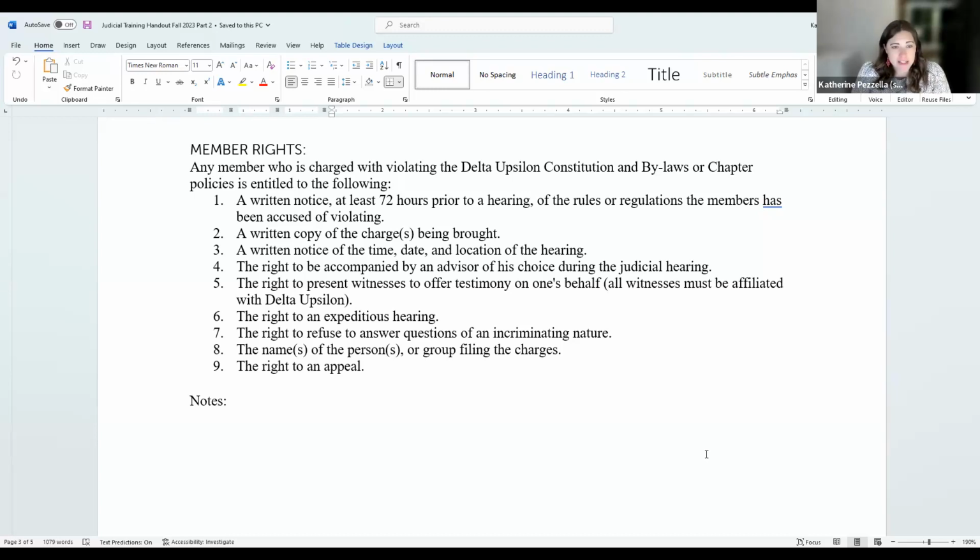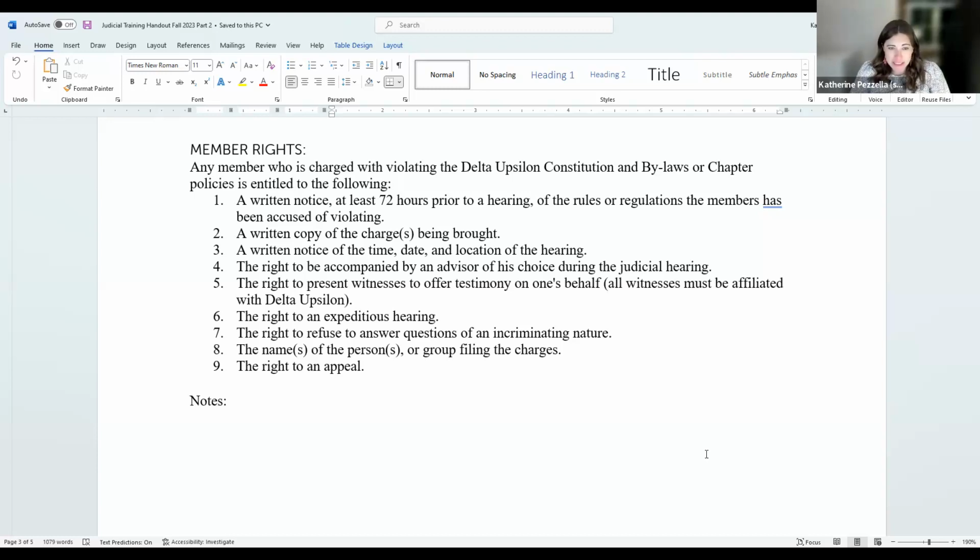They should be informed that they do have the right to present witnesses, or if there are other people that have information about the situation, those people can come in person to speak on their behalf, or they could present like a written testimony kind of thing. If they're not able to be there in person, they could write a statement.